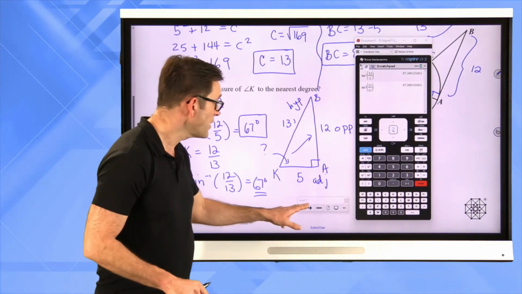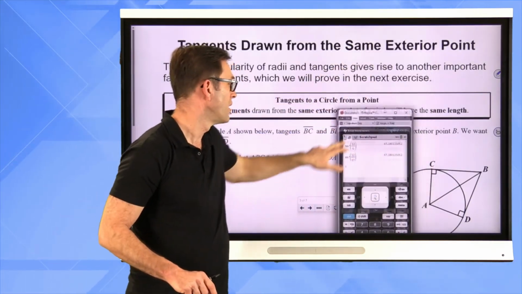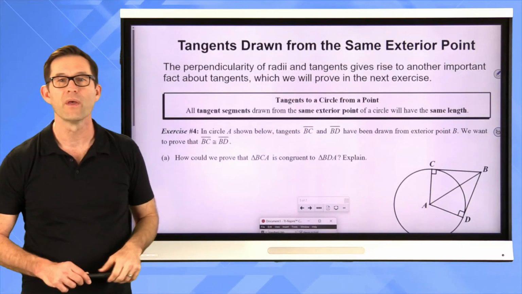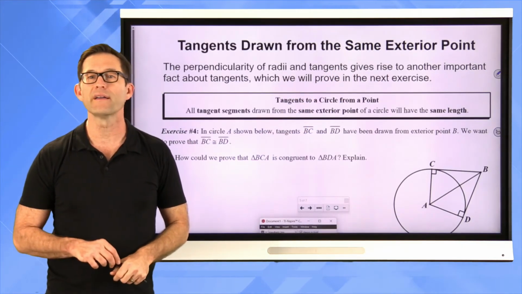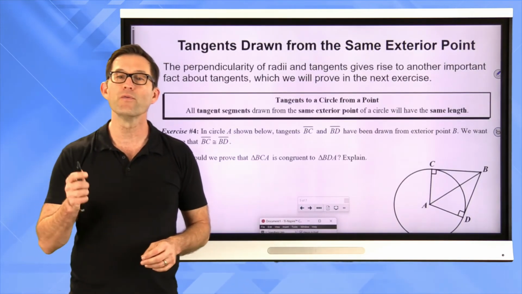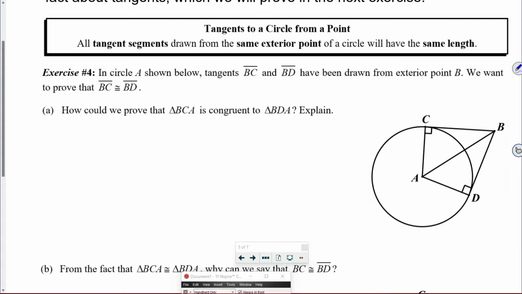All right, let's take a look at another important fact that has to do with tangents. Tangents drawn from the same exterior point. The perpendicularity of radii and tangents gives rise to another important fact about tangents, which we will prove in the next exercise. Let's take a look at that fact. Tangents to a circle from a point. All tangent segments drawn from the same exterior point to a circle will have the same length.